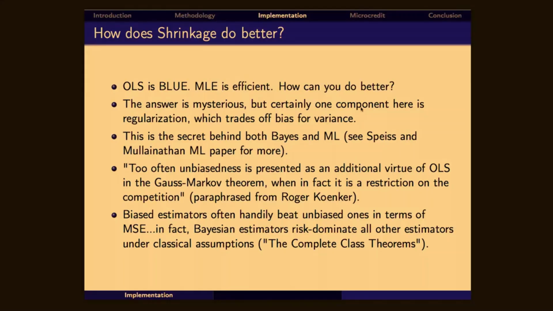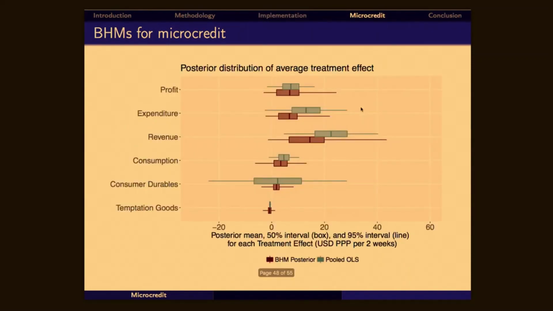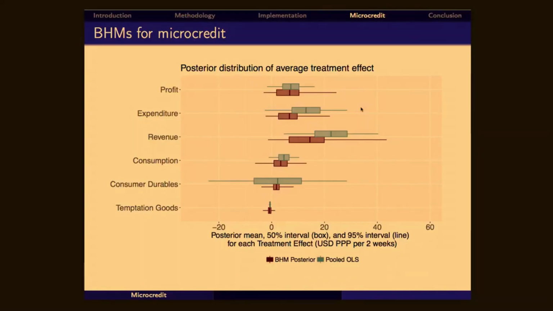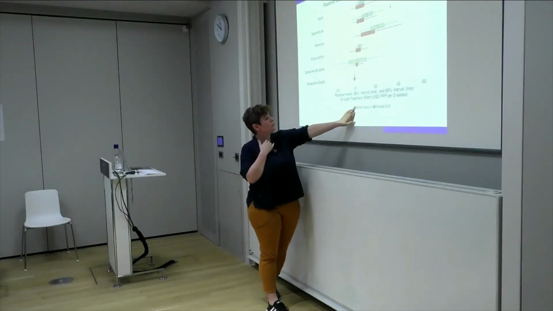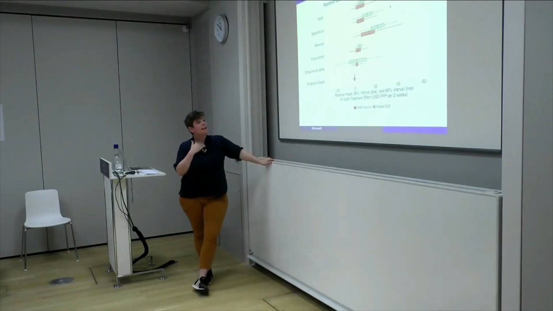Okay, so this is some slides about how come it's so much better. If you're interested, you can read them later. Okay, so we did this on microcredit. So if you do that on the different outcomes, if you do the Bayesian hierarchical model versus if you do full pooling, then you do get a somewhat different answer.